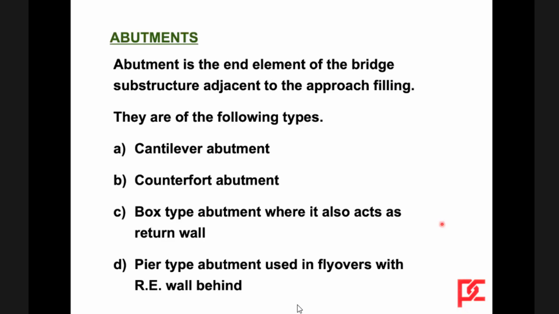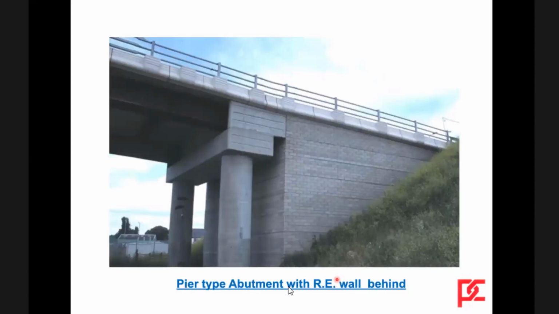Abutments are the end elements of the bridge substructure adjoining the approach filling. They are of the following types: cantilever abutment, counterfort abutment, box type abutment where it also acts as a return wall, and pier type abutment used in flyovers with RE wall behind. So these are all typical; a pier type abutment with RE wall behind is like this.